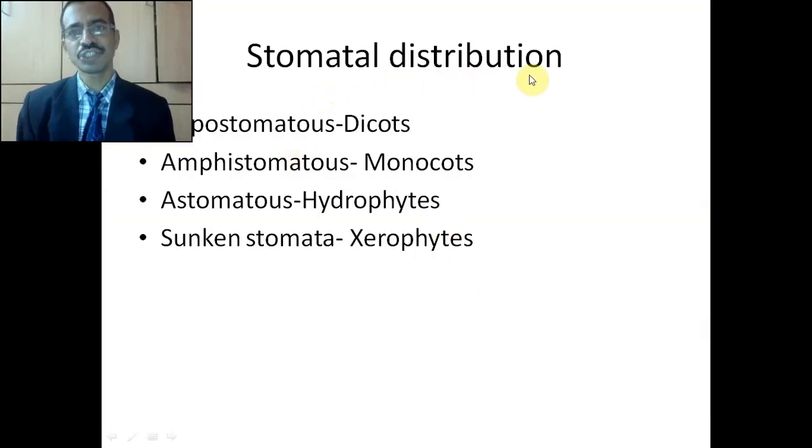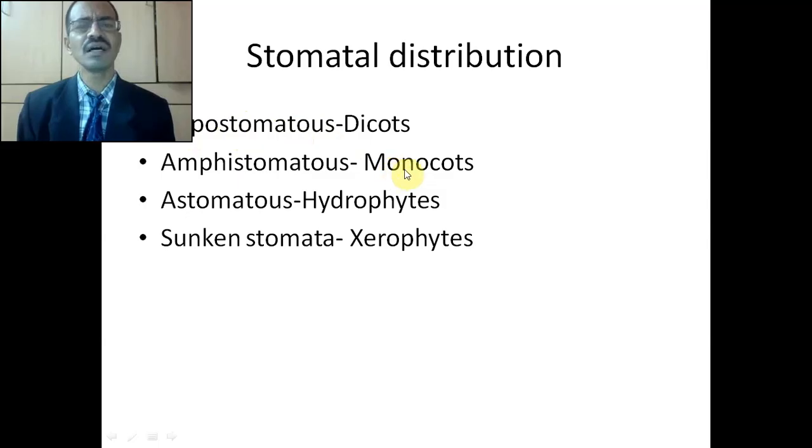Depending on the stomatal distribution, they are classified into different types. Particularly in dicot leaves, we observe the stomatal distribution predominantly on the lower side. This is called hypostomatous. We find the stomata mostly on the lower side of the leaves. To prevent excess transpiration in dicots, stomata are mostly present on the lower side of the leaves. So it is called hypostomatous.